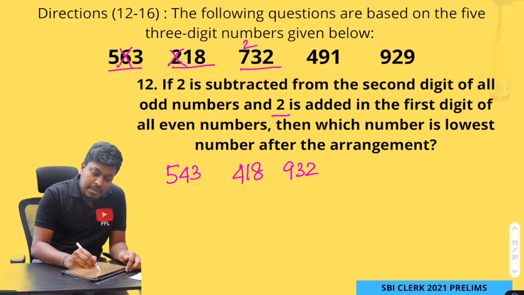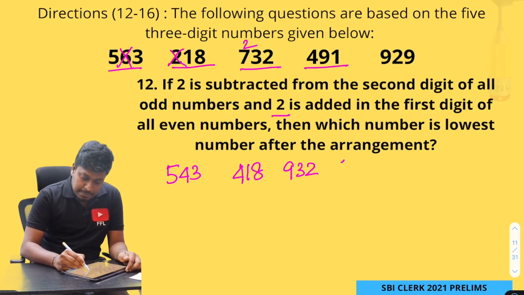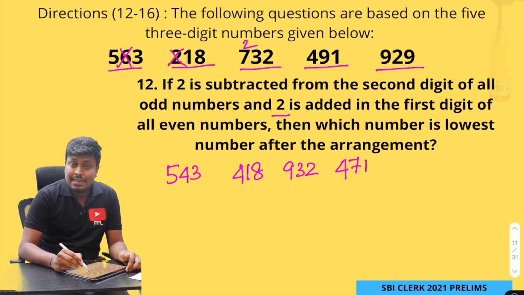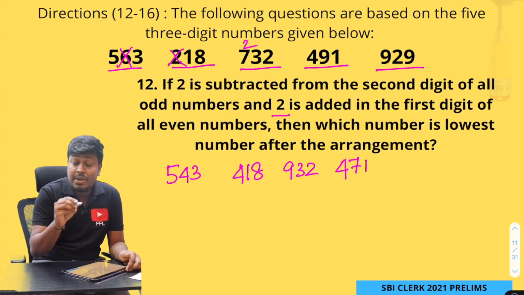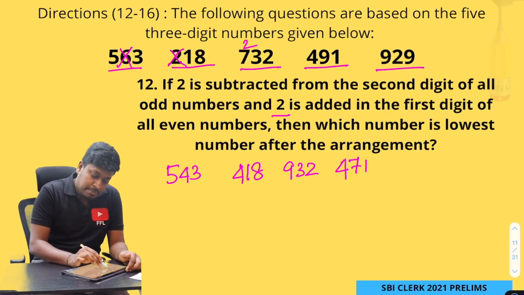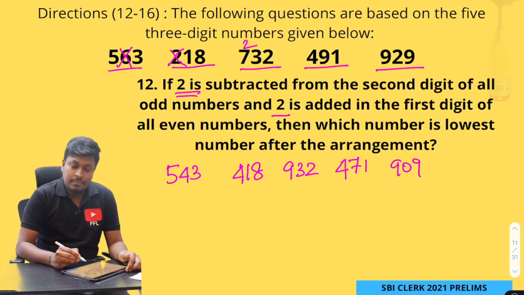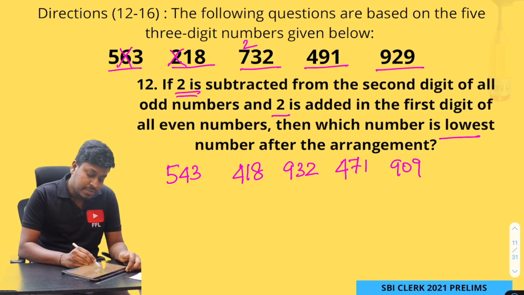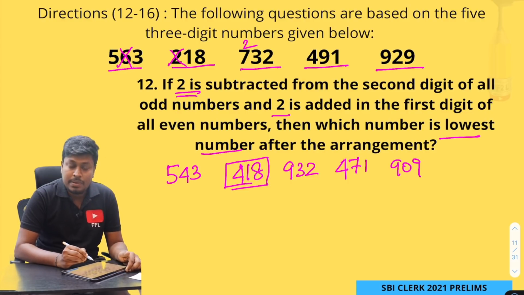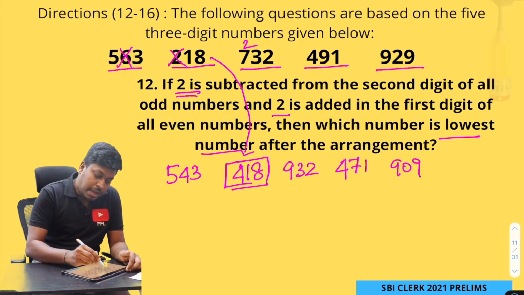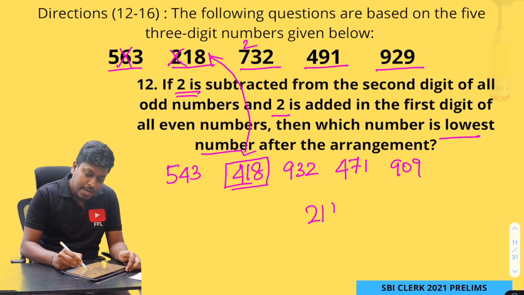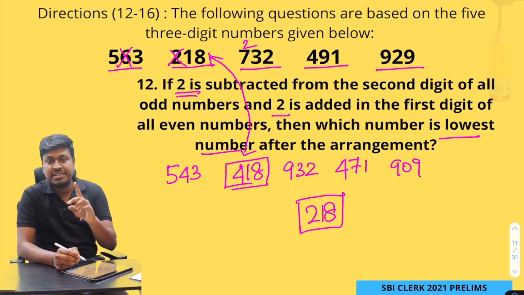Similarly 491 is an odd number, so subtract 2 from the second digit, which becomes 471. 929, it is an odd number, so if you subtract 2 from the second digit, it becomes 909. Here our target is to find which number is the lowest. You can see the lowest number is 418. So 418 is the lowest number, that is a replicate of 218. So we can say 218 will be the answer for question number 1.